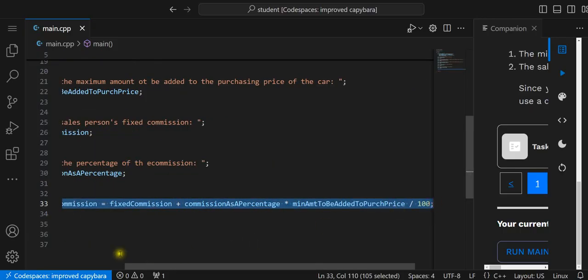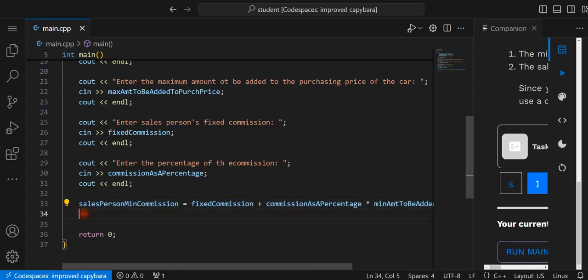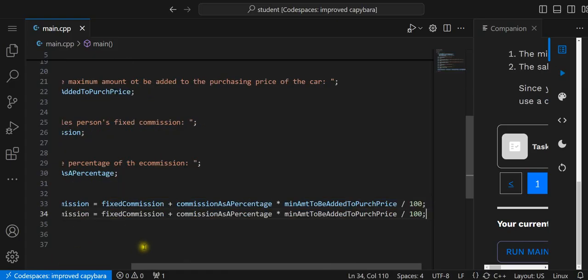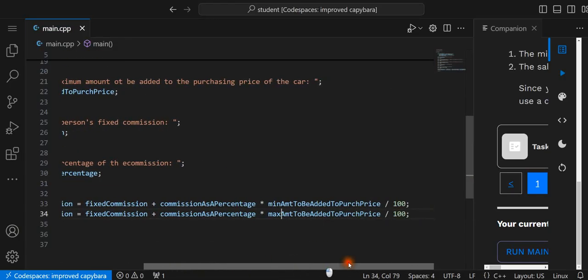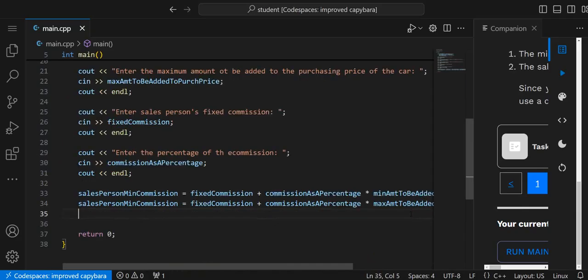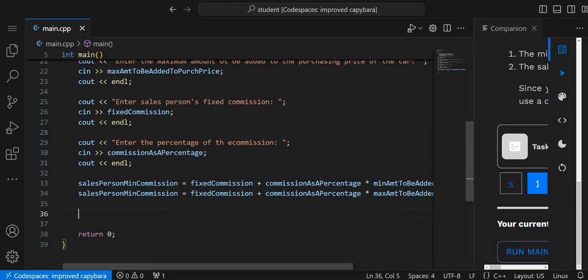This will be very similar, I do believe. So salesperson's commission. Next, we're going to change minimum to max. That's the only thing we have to do. And that's it for that line. So let's go down. Now let's do some outputs.